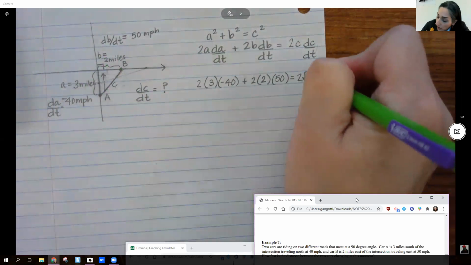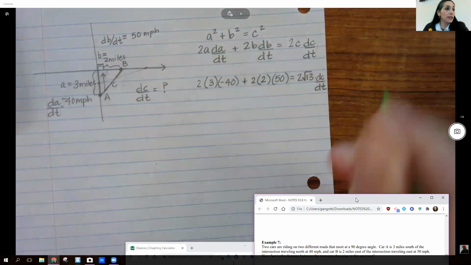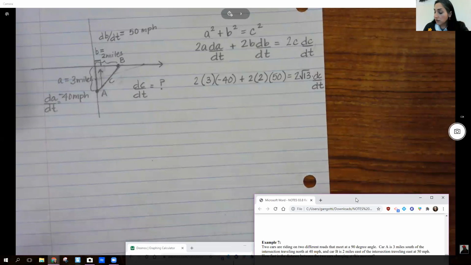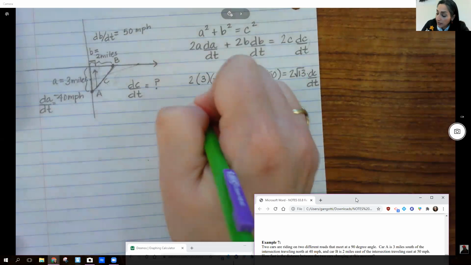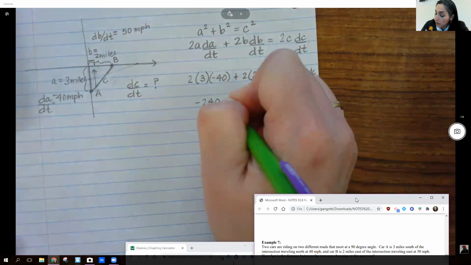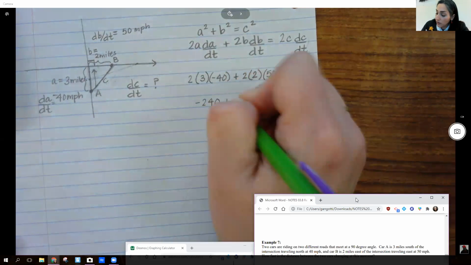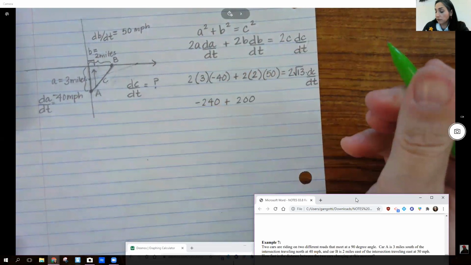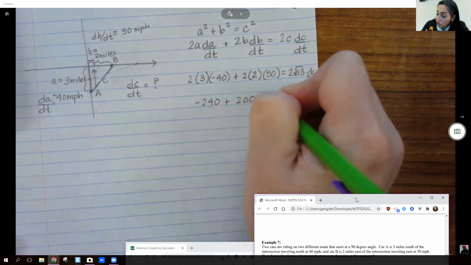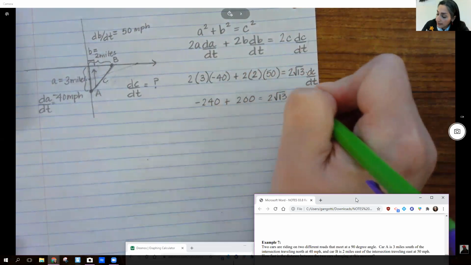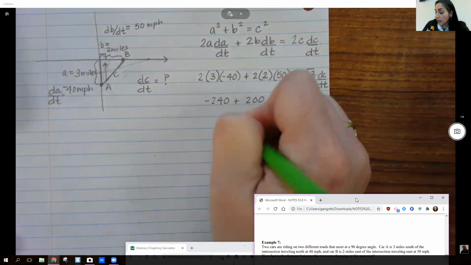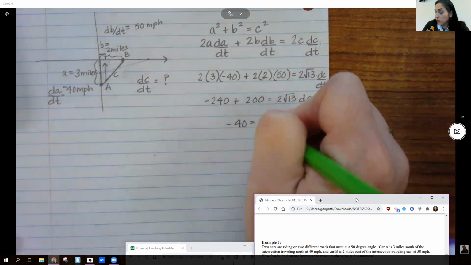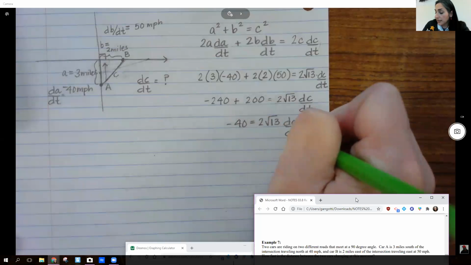Okay, good. Now you got the dc dt, that's our only unknown, which is nice. And now we're just gonna try to simplify as best that we can. So 6 times negative 40 is negative 240, plus 2 times 2 is 4, 4 times 50 is 200. Check my math. 2 root 13 dc dt. I'm getting negative 40 equals 2 root 13 dc dt.